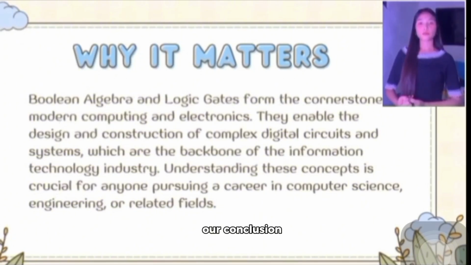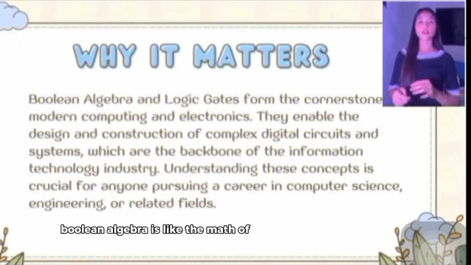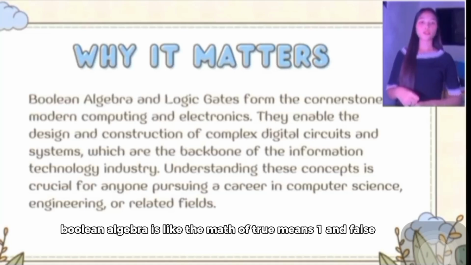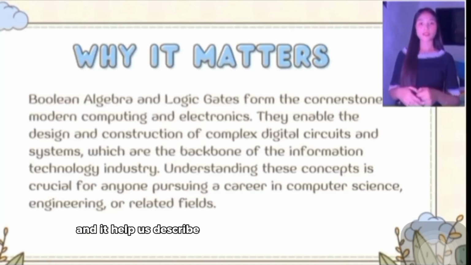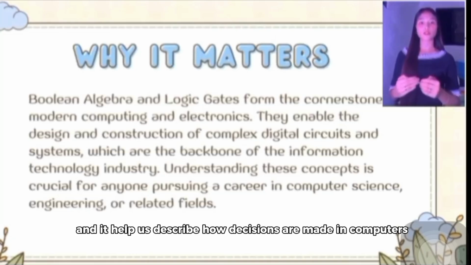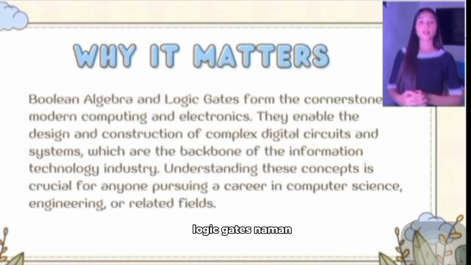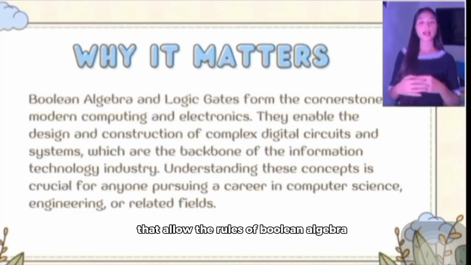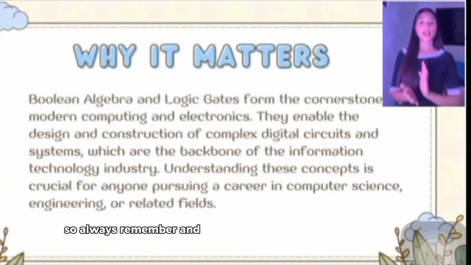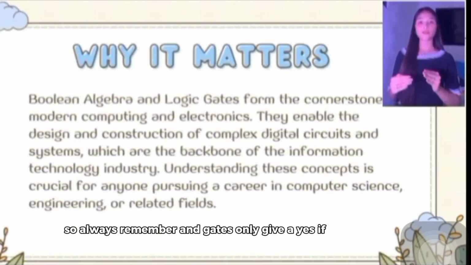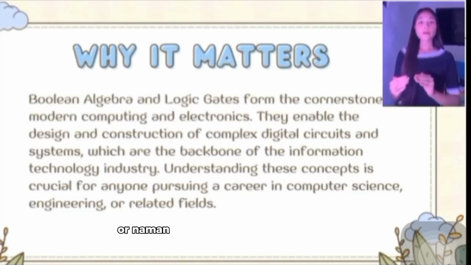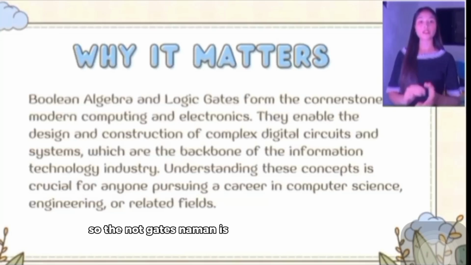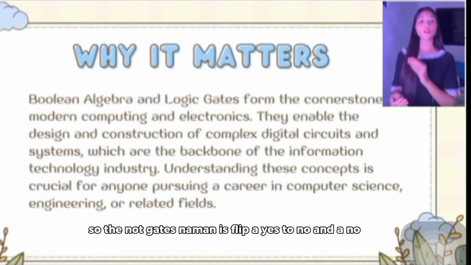In our conclusion, Boolean algebra is like the math of true means 1 and false means 0, and it helps us describe how decisions are made in computers. Logic gates naman are the physical parts in circuits that apply the rules of Boolean algebra. So always remember, AND gates only give a yes if all inputs are yes, OR gates naman give a yes if at least one input is yes. The NOT gates naman flip a yes to no and a no to yes.